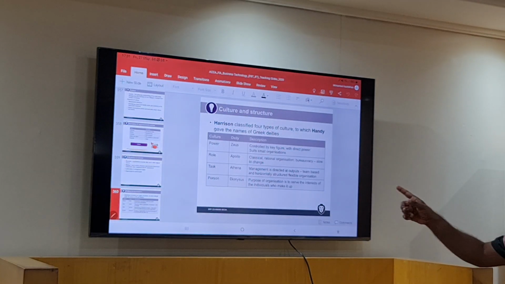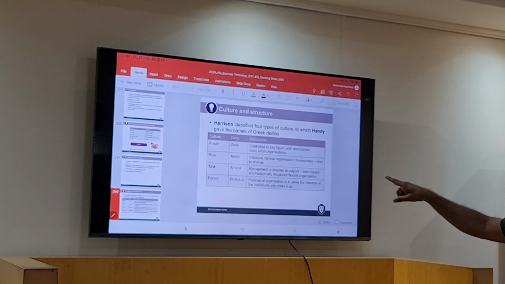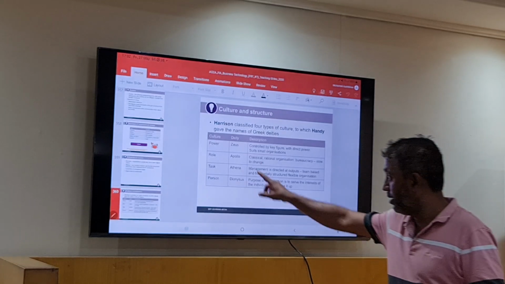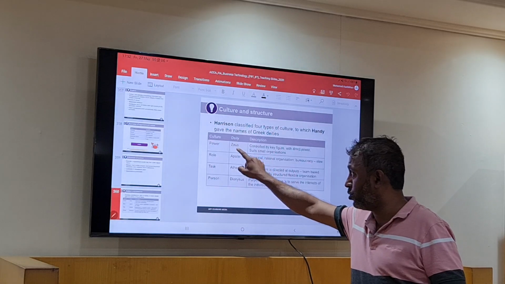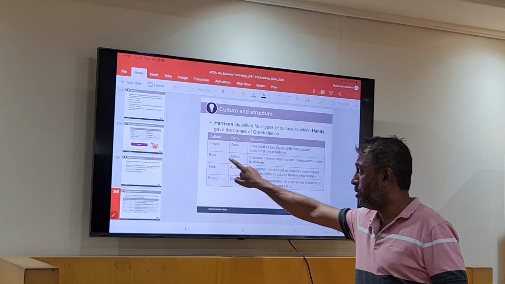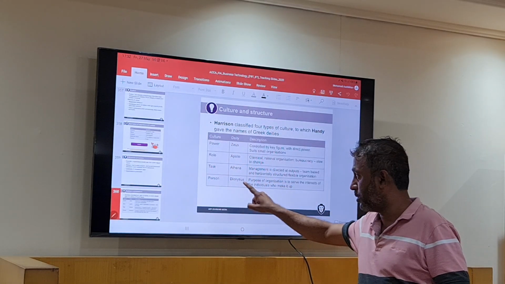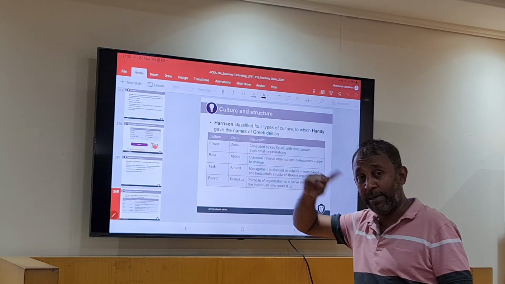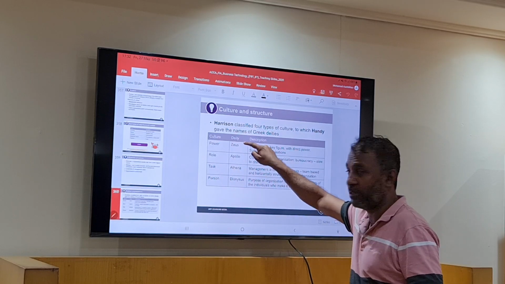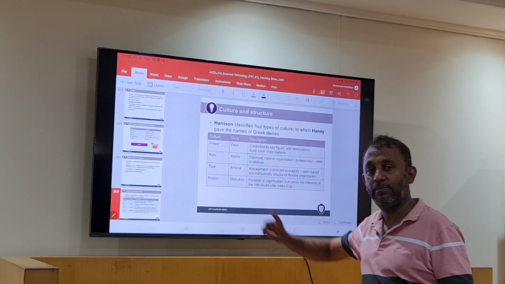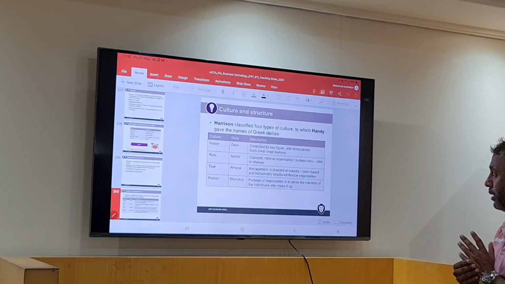See this, remember, a multiple choice question might come on this. There are four specified types of culture to which Handy gave the names of Greek deities: power culture, role culture, task culture, person culture. If it is Zeus, that means power. Apollo means role. Athena means task. Dionysus means person. Sometimes in a multiple choice question they will give you only this and ask you which one, so please remember that.